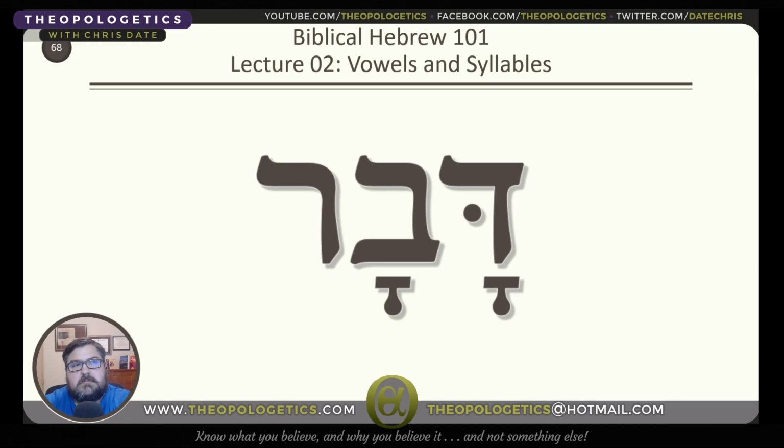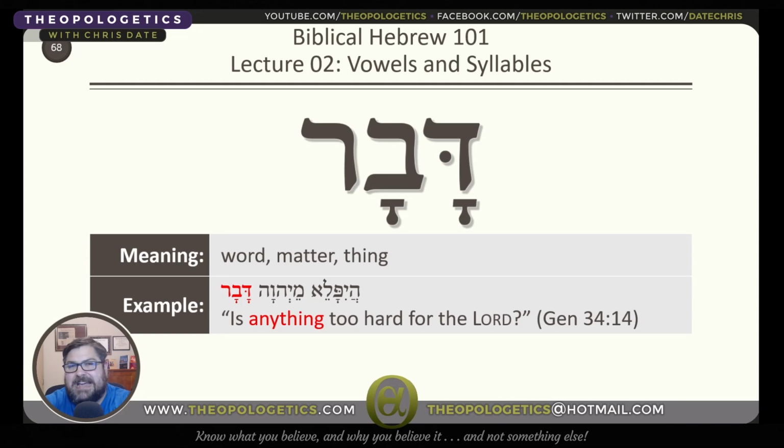Davar. Davar is word or matter, like affair, like your affairs, get your affairs in order, means get your things in order, right? And so that is what davar means, or just thing.